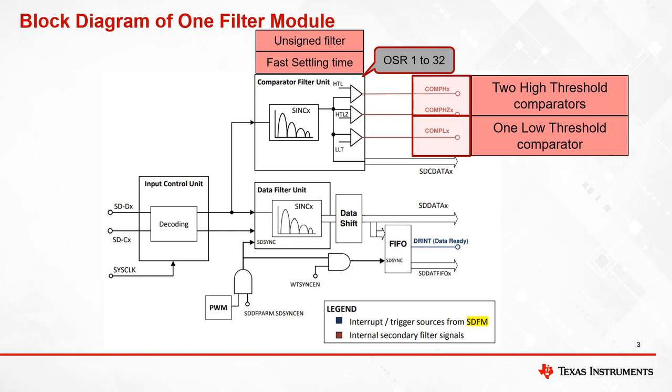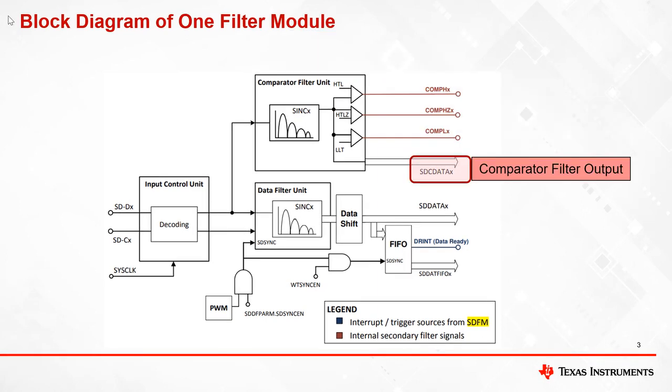Comparator filter provides faster settling time as it supports OSR settings from 1 to 32. It is used to detect short circuit condition, overcurrent or undercurrent condition. Output of the comparator filter is unsigned integer, which is compared against 2 programmable high threshold comparators and 1 low threshold comparator. Output of the comparator filter is memory mapped for debug and data logging purposes.